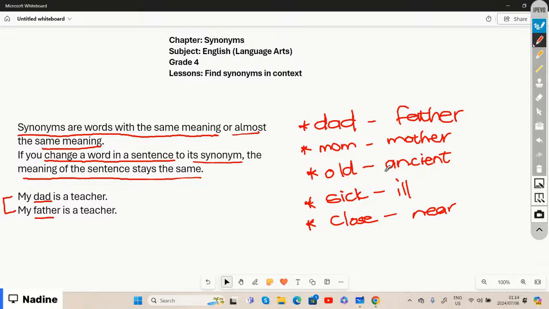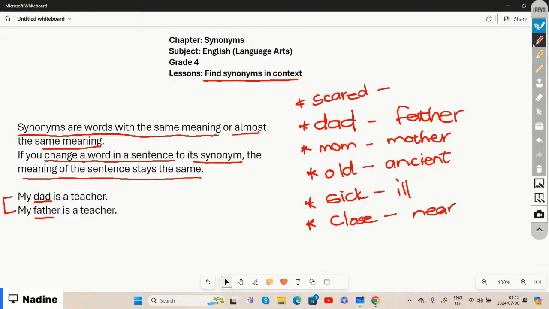Another word. Let's think of more synonyms. What is the synonym of scared? Remember, I said that this is a continuation of our previous lesson. So we did 2 lessons under the chapter synonyms. Now we are doing the last one, which is to find synonyms in context. That is what we're doing now.